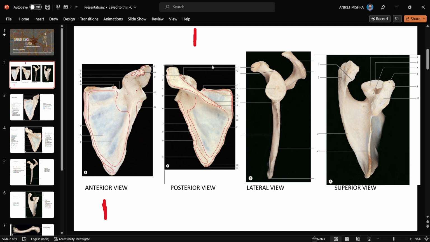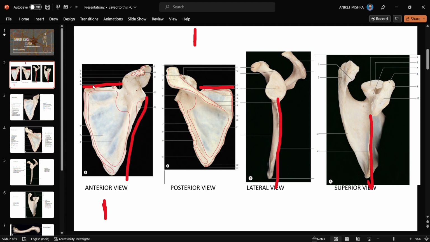It has three borders: the superior border, the lateral border and the medial border. As we can see in a superior view, there is this line, which is the superior border. Or if we see it in the anterior or posterior view, this is the superior border present on our scapula. Another one is the lateral border. We can see it in the lateral view. This is the lateral border of the scapula that lies toward the glenoid cavity.